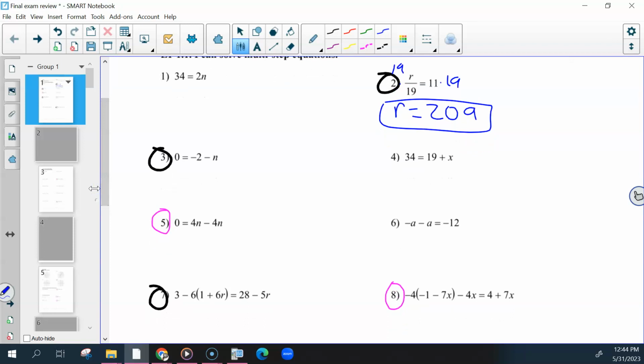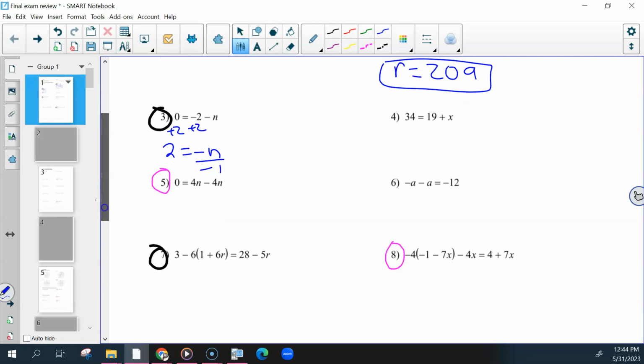For 3, again, we were trying to get n by itself. What would we do first? Add 2 to both sides. We have 2 equals negative n. N is not by itself yet. We have to get rid of the negative. How would we do that? Divide by -1 on both sides. So that negative 2 equals n.